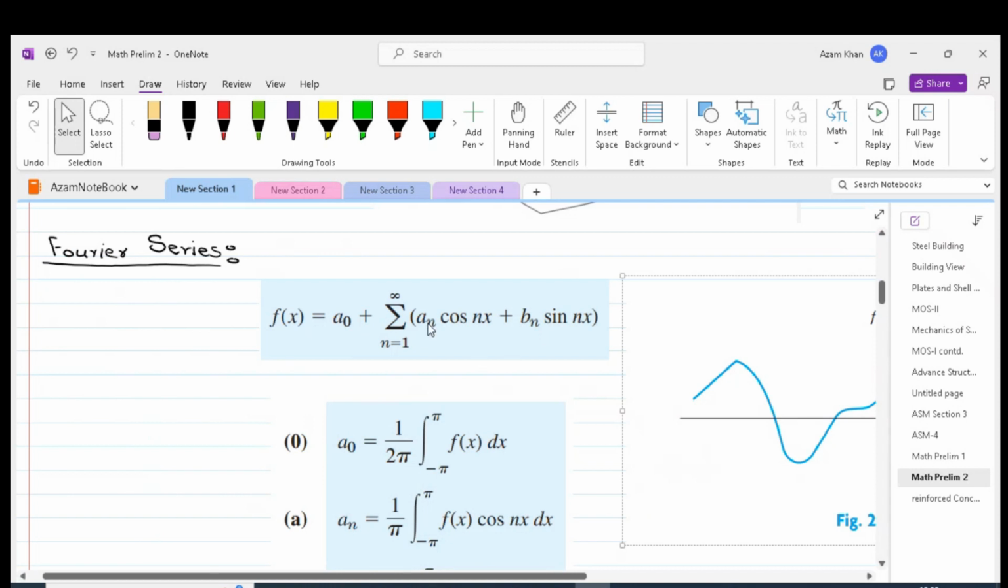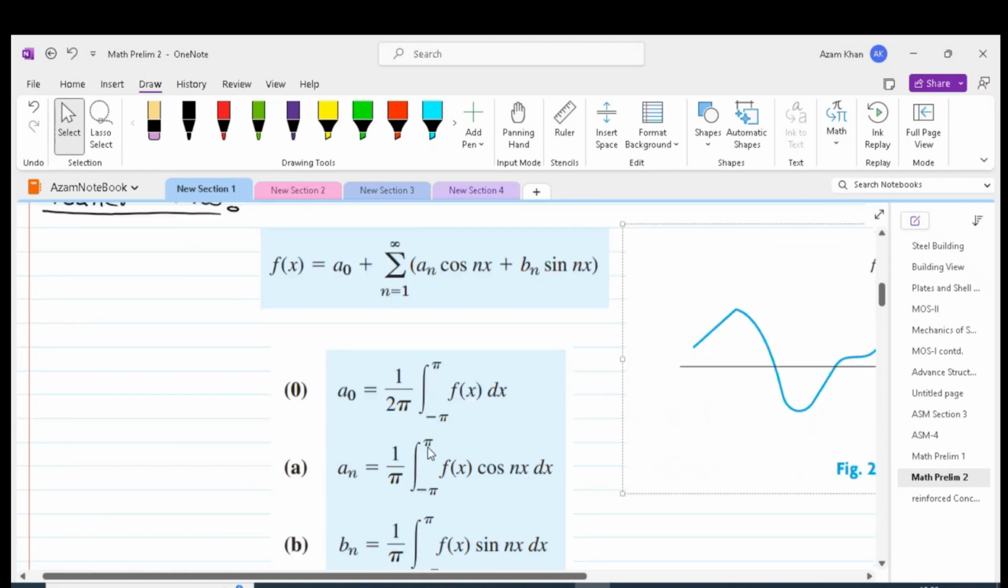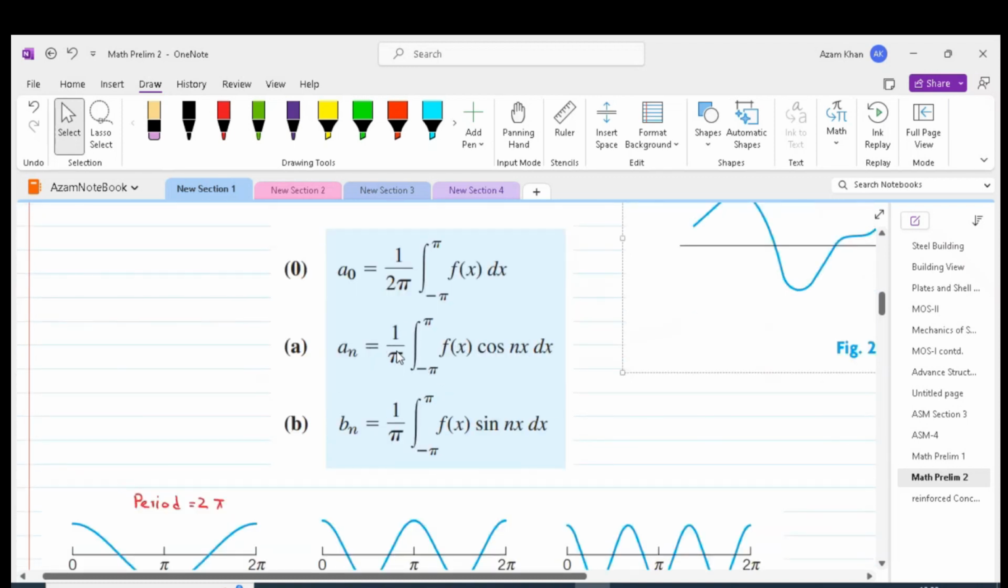The coefficients an and bn can be found as: an equals 1 by pi times the integral from minus pi to plus pi of f of x times cos nx dx, where f of x cos nx dx is inside the integral. Similarly, bn is equal to 1 by pi times the integral ranging from minus pi to plus pi of f of x sin nx dx. We will see in a minute how these weighting factors are derived.